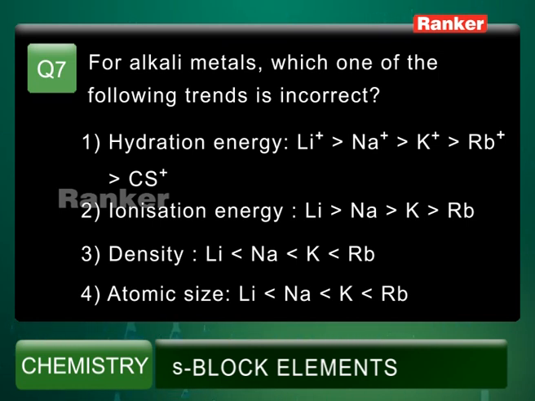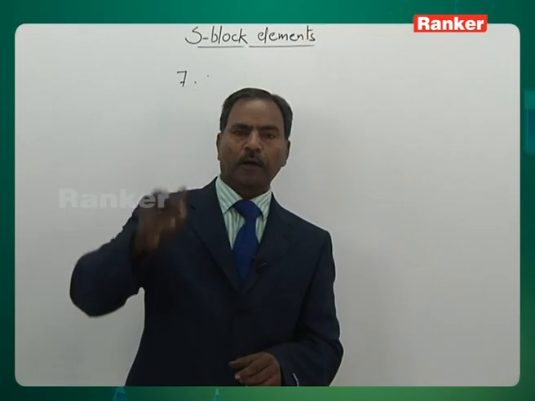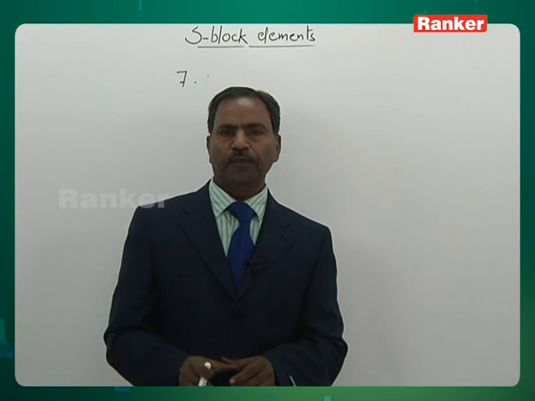Sodium is more than potassium, potassium is more than rubidium. Top to bottom it is decreasing. Yes. Coming to the third option, density. Lithium is less than sodium, sodium is less than potassium, potassium is less than rubidium is given. And coming to atomic size, lithium is less than sodium, potassium, rubidium is given. Yes, atomic size also from top to bottom is increasing.